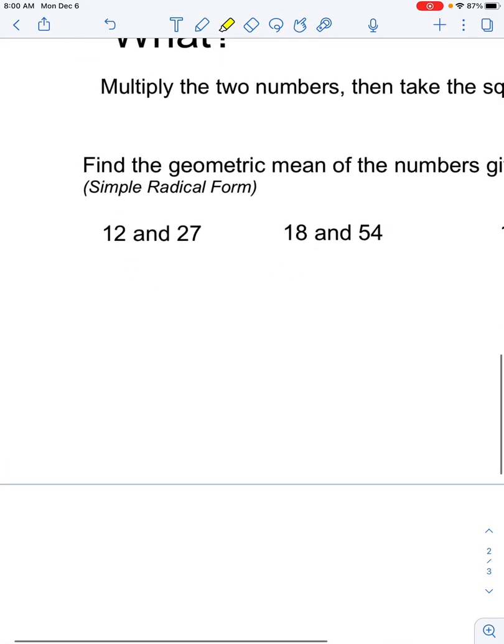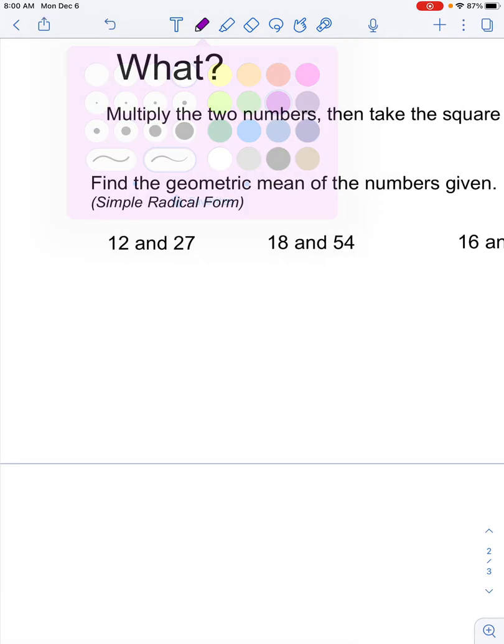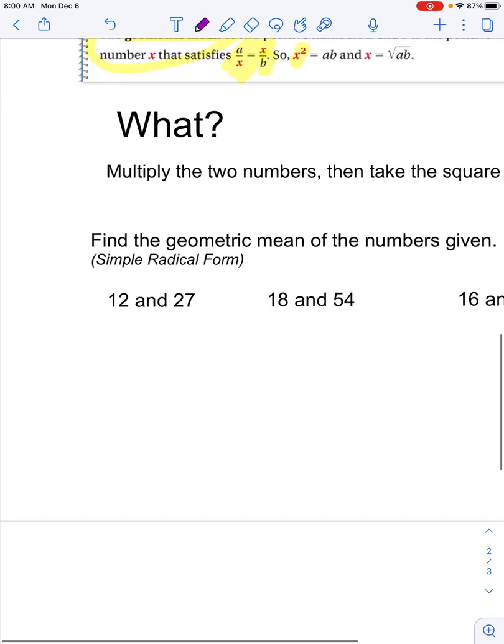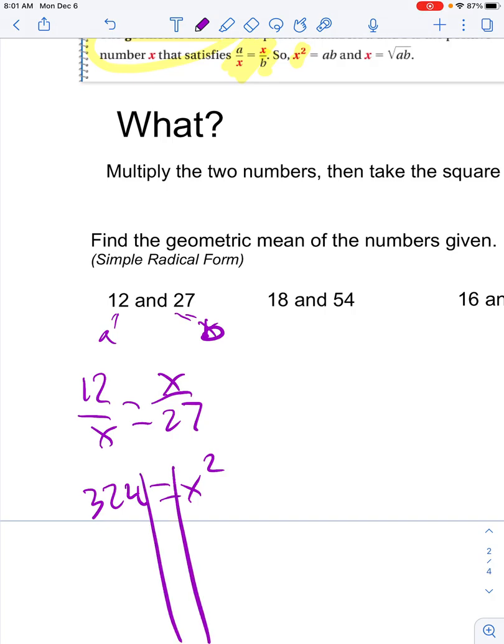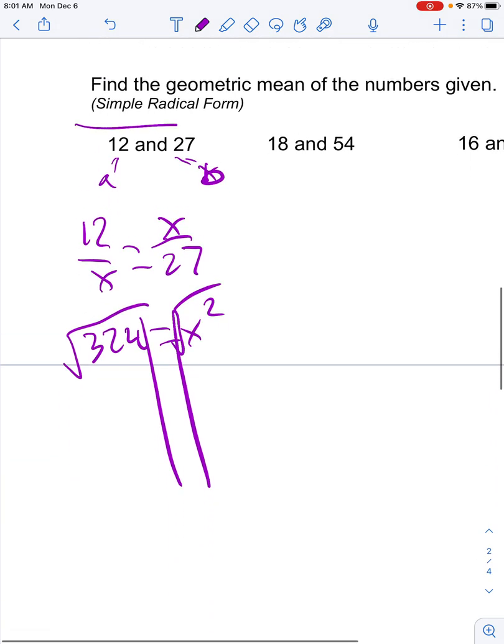So to find the geometric mean, I'm going to say, okay, I have A. So this is like my A value, and this is my B value. So I'm going to say 12 over x equals x over 27. When I cross multiply, I'm going to get 324 equals x squared. Now I have to take the square root on both sides. And it says simple radical form, so we have to simplify this.